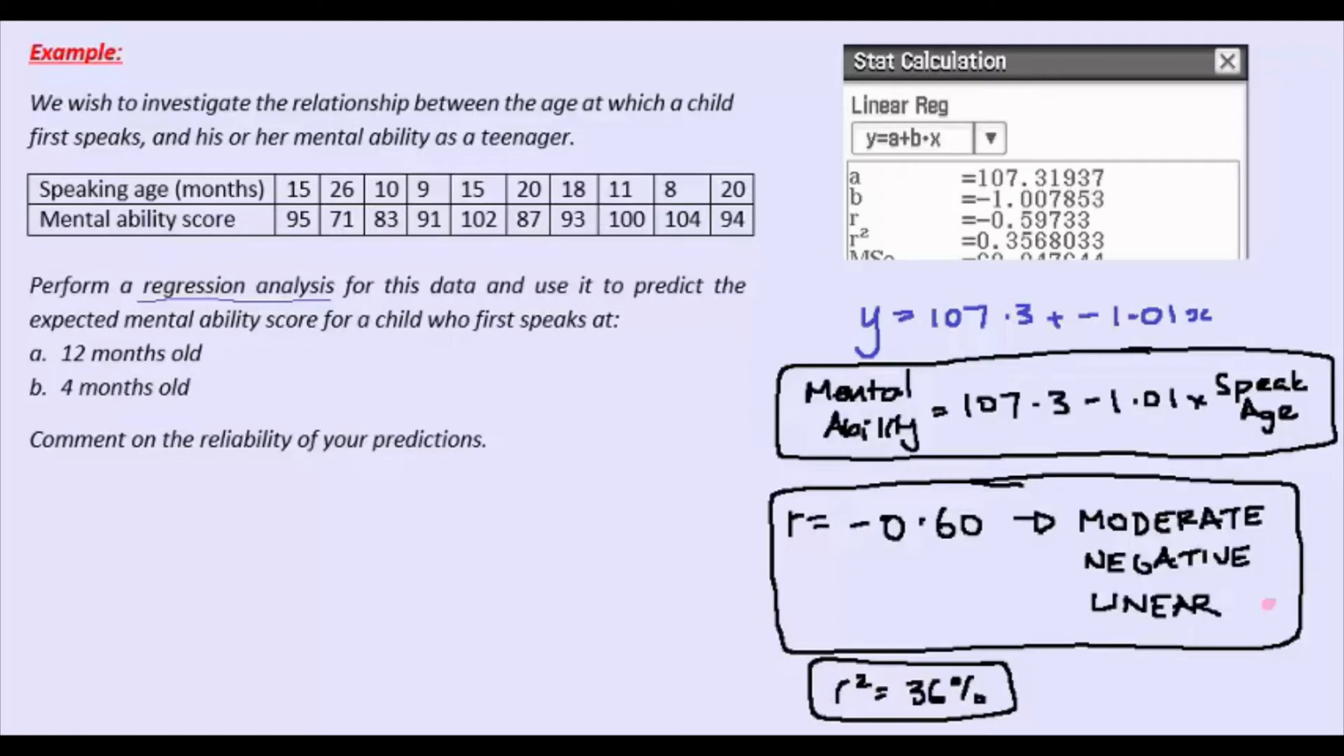Now the next thing we need to do is interpret these coefficients here. So the 107.3 and the negative 1.01. We need to interpret the Y-intercept and the gradient. And the way we do that is by using a couple of phrases that you will definitely use again. So this is gold, what you're about to see.